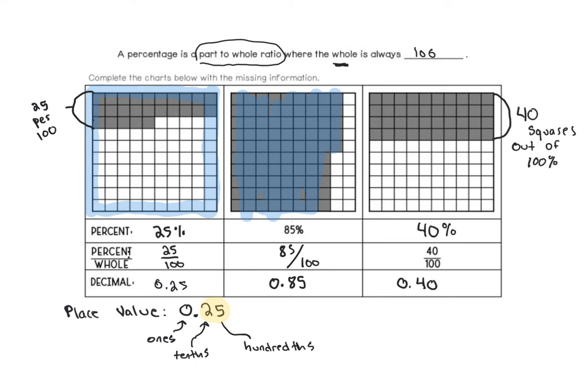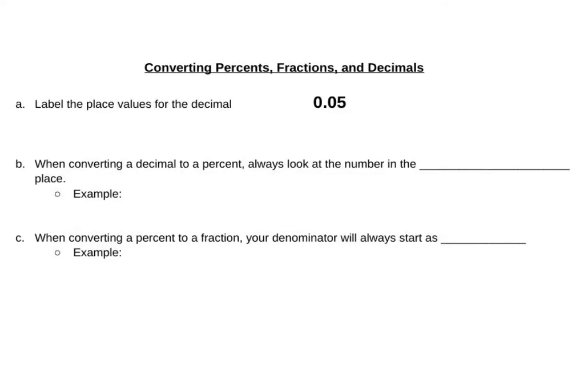So what we have here is 40 squares out of 100 squares. That is 40%, 40 over 100, and the decimal is 40 hundredths, or 0.40. So let's talk about how we can start converting between percentages, fractions, and decimals.